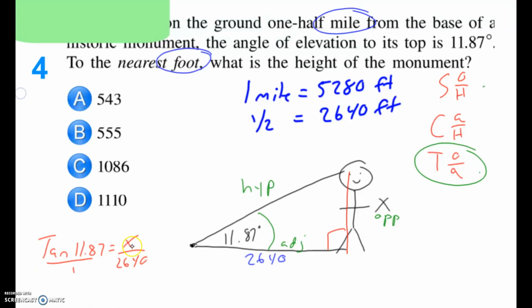And then you put this over 1, you cross multiply. And here, cross multiplying, we just end up multiplying the 2640 times the tangent of 11.87. And as long as your calculator's in degree mode, you're going to get the right answer. This one rounds to 555.